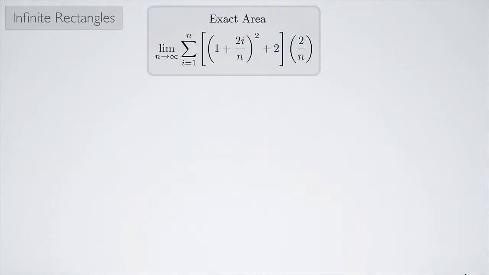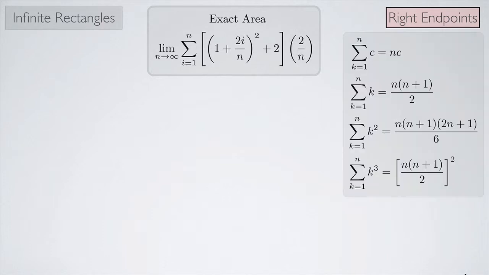So we have the formula for the exact area. And remember, we're using right endpoints here. And we're going to use these special sums. Now I have the special sums written in terms of k equals 1 to n, and you'll see k's in here. But remember, this is a dummy variable. I have an i here, so just replace the k with an i everywhere, and the same formulas hold.